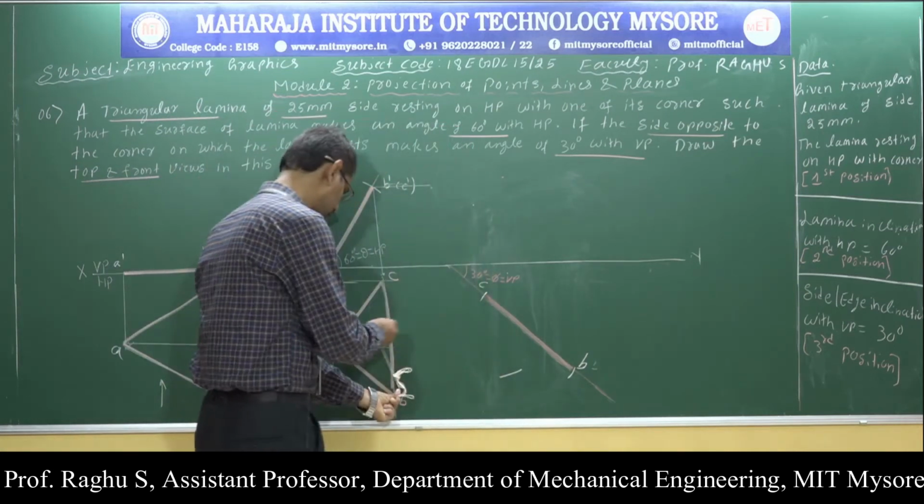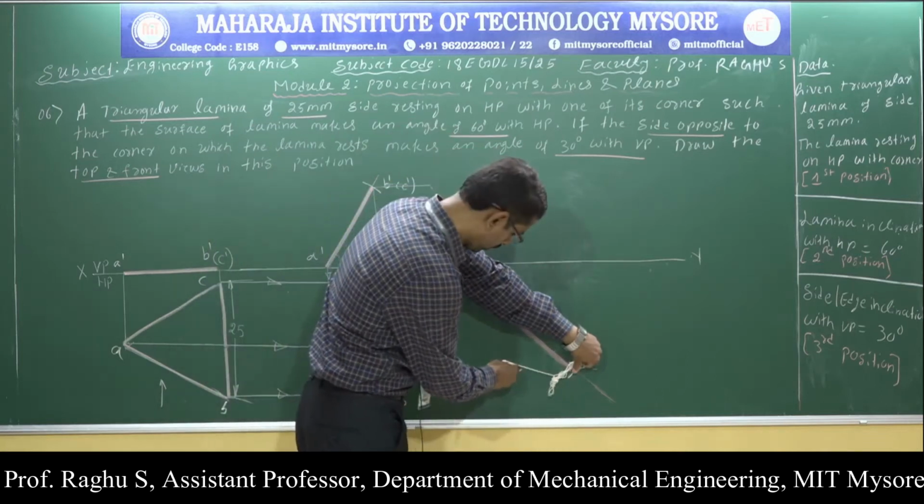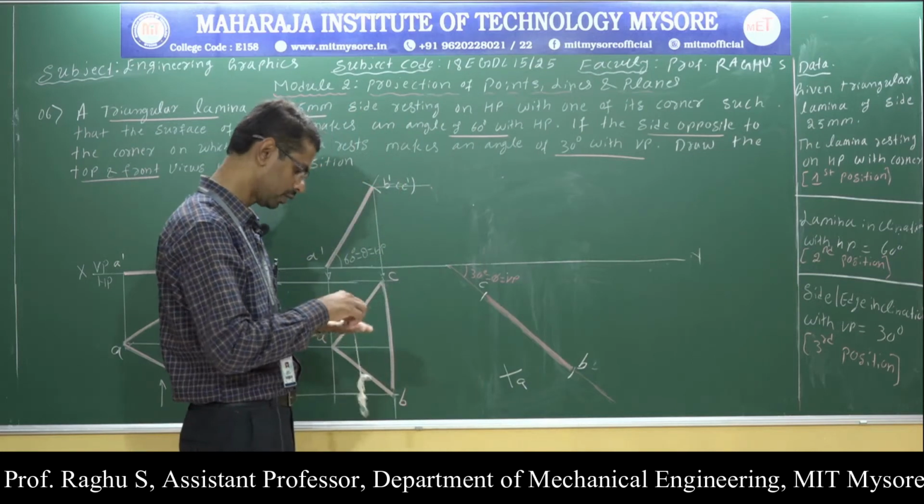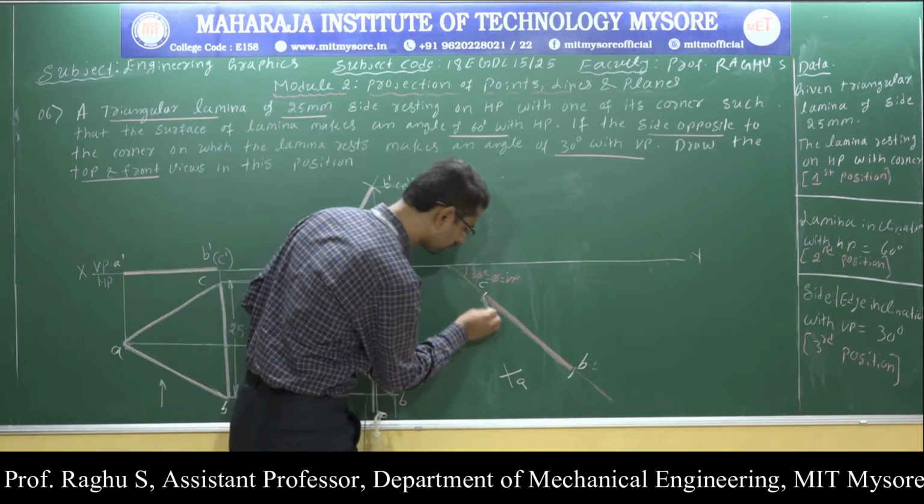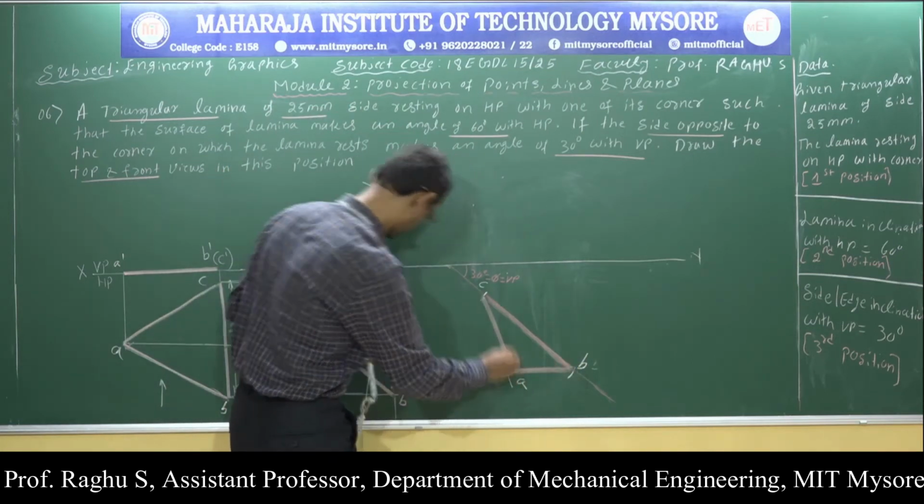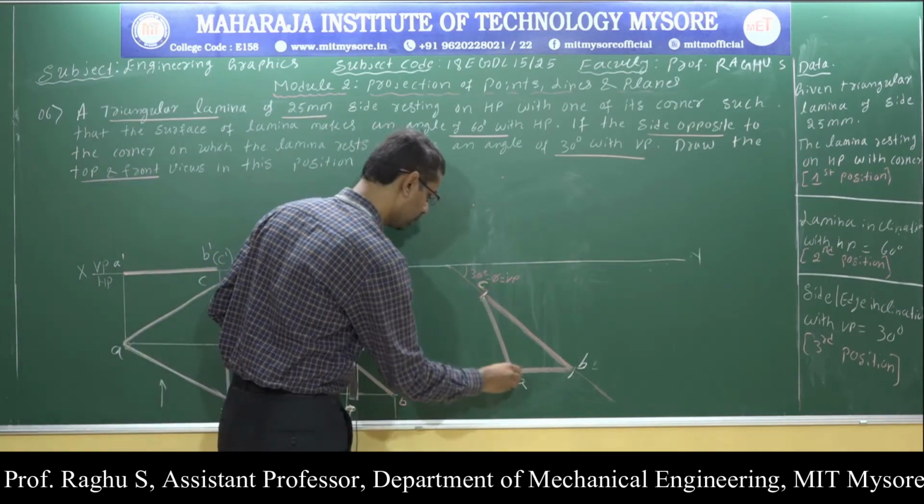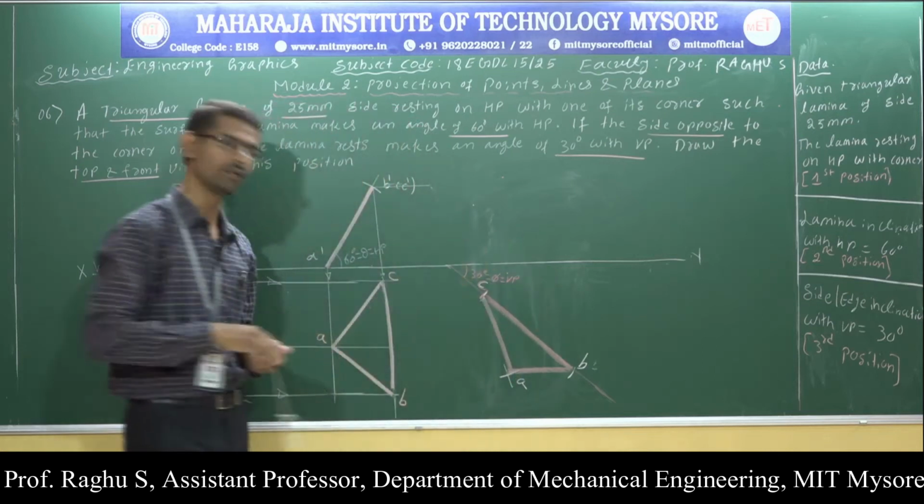Next, measure the distance from C to E. Cut an arc. Measure the distance from B to A. Cut an arc. This is A. Now join the three corners. So this is point C, this is point A, and this is point B.